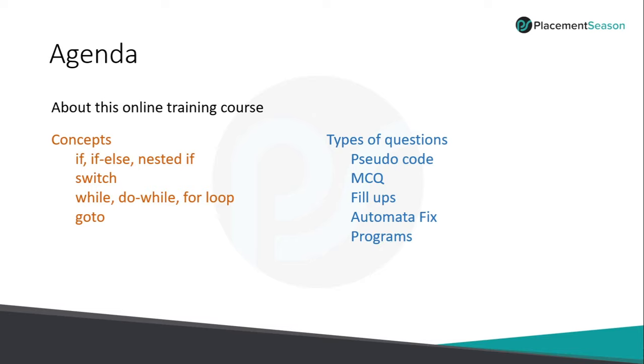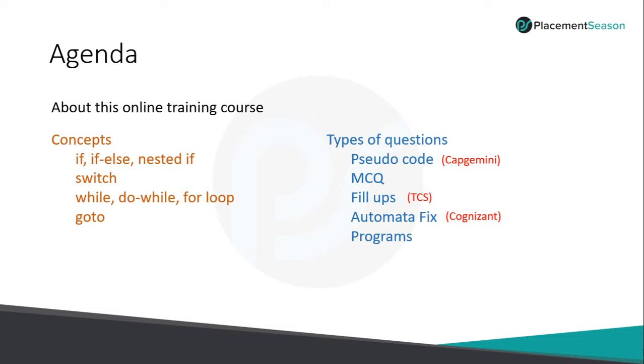and programs. So in today's webinar, we are going to discuss the concept followed by the pseudocode, which is mainly asked in Capgemini interviews. And then fill-ups are mainly asked in the TCS first round of test. And there is a new section in Cognizant, Automata Fix. So you will be getting some questions related to Automata Fix. We will discuss how to approach and solve those Automata Fix questions in today's webinar.